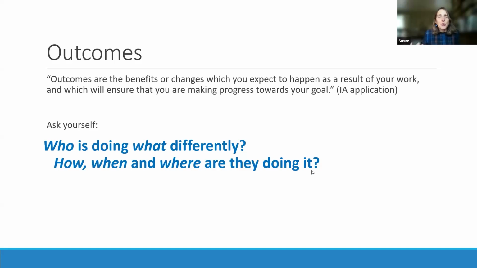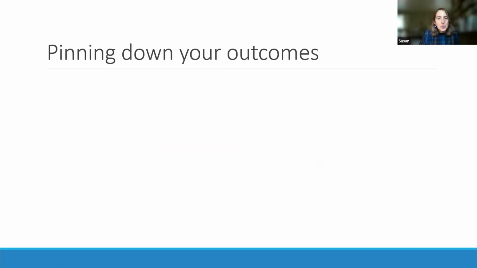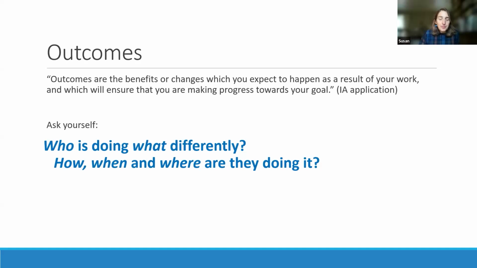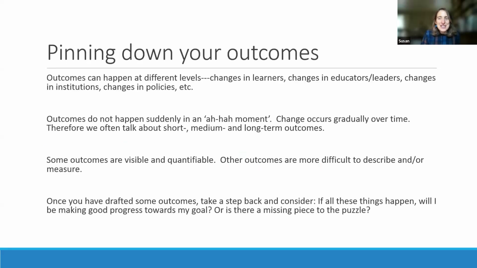And if we go back to, say, the youth work example, in order for that goal to take place, who is doing what differently? What is different about the scene? And it has to be focused on the people you work with. And that is tricky to think about. So here are some little tips to remember that outcomes happen at different levels. Sometimes a learner will change, sometimes an educator or a leader will change, sometimes there'll be a policy change. So outcomes aren't all the same.